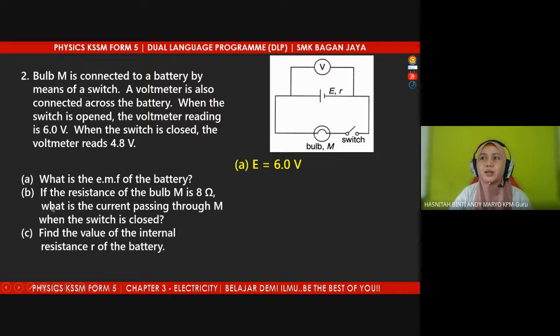Yes, 6 volt. If the resistance of the bulb is 8 ohm. Okay, this one bulb M, resistance 8 ohm. What is the current passing through the bulb when the switch is closed? They give you this bulb has a resistance of 8 ohm. So this is capital R, 8 ohm. Find the current passing through. So what equation to apply in B, students?